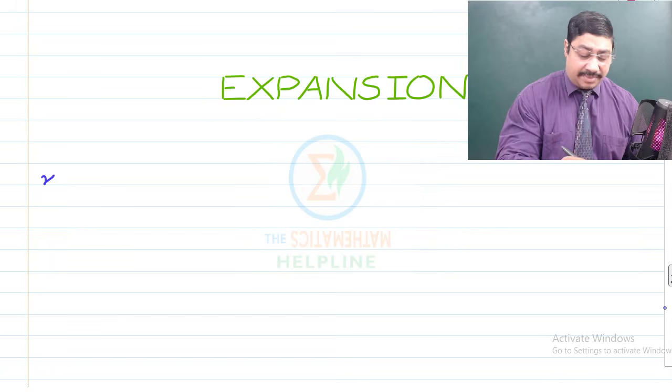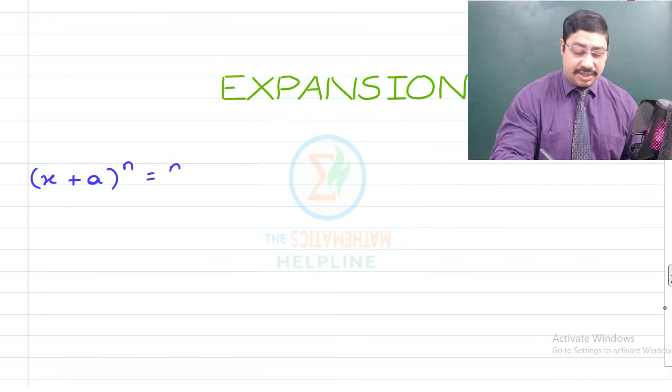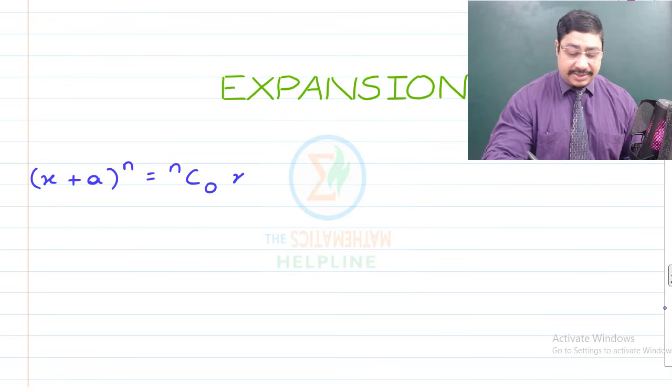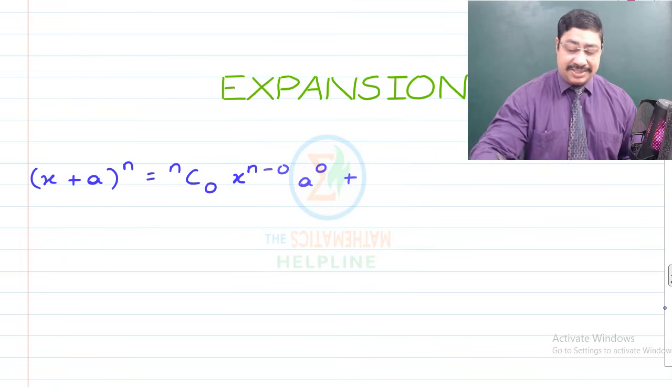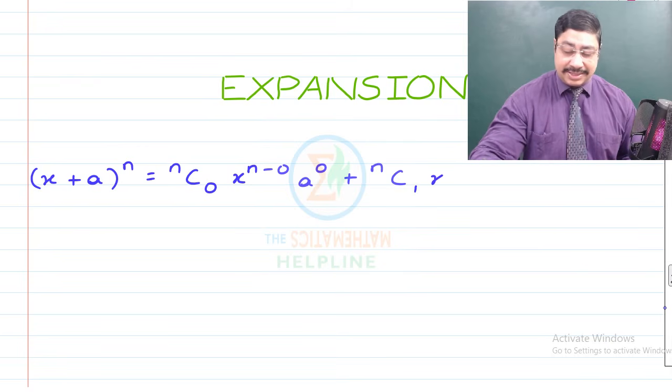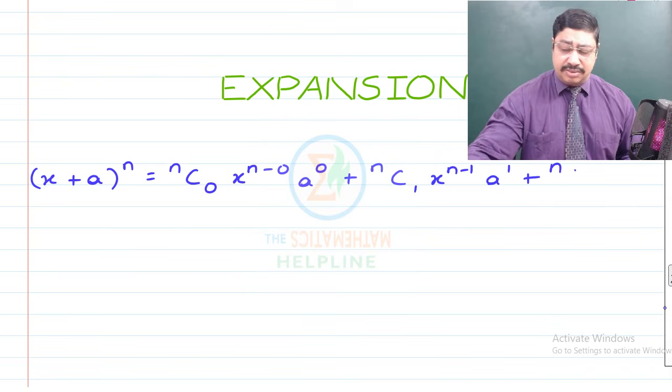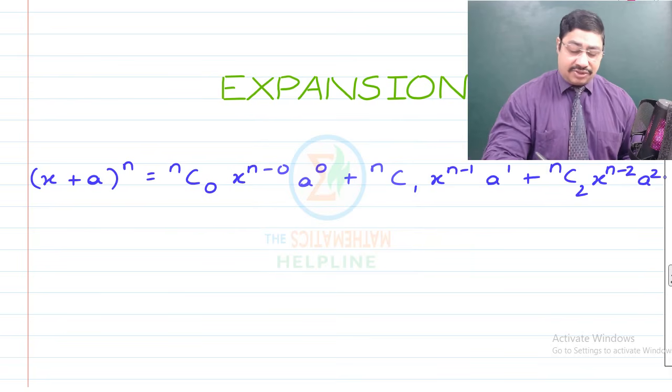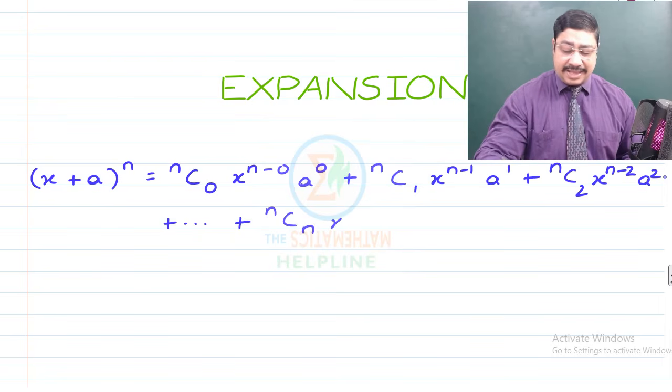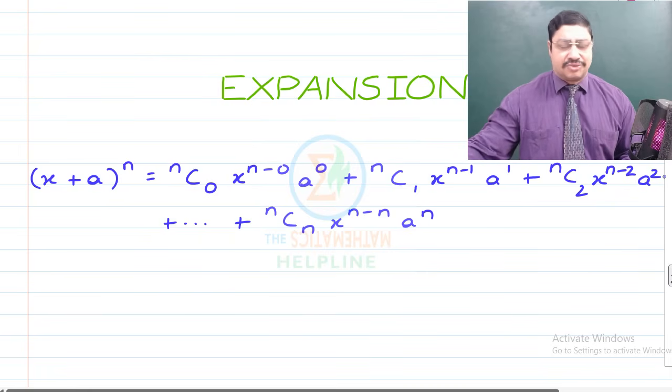So if you have (x + a) raised to the power n, then children, this is equal to ⁿC₀ x raised to the power n minus 0, a raised to the power 0. To this is added the second term, which is ⁿC₁ x raised to the power n minus 1, and a raised to the power 1. To this is added the third term, which is ⁿC₂ x raised to the power n minus 2, a square. And children, all of this continues up to the last term, which is ⁿCₙ x raised to the power n minus n, a raised to the power n. I'm sure all of this has already been learned.